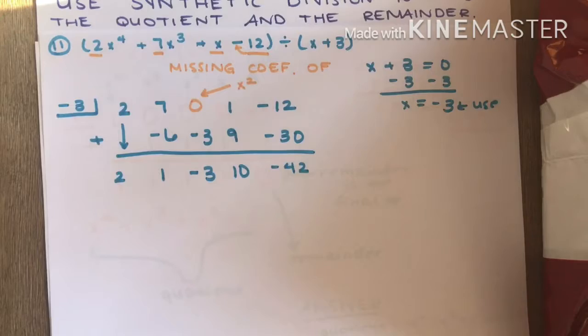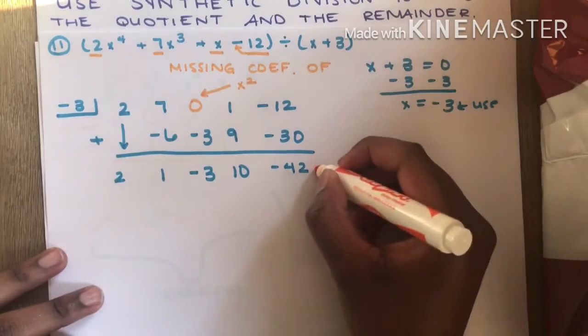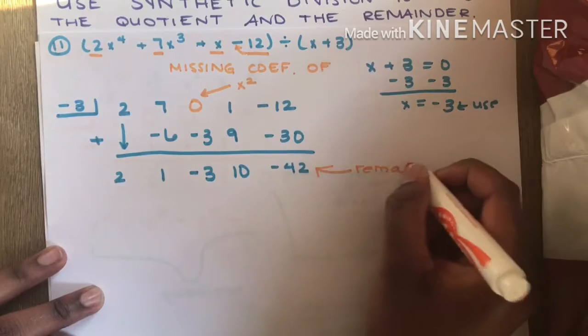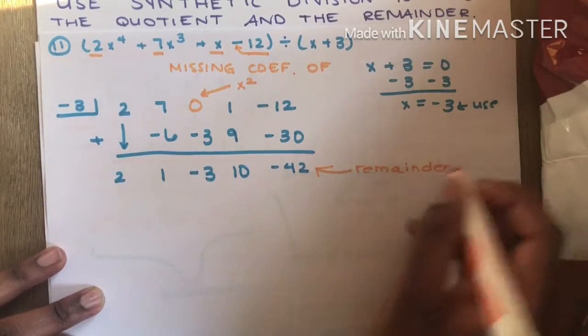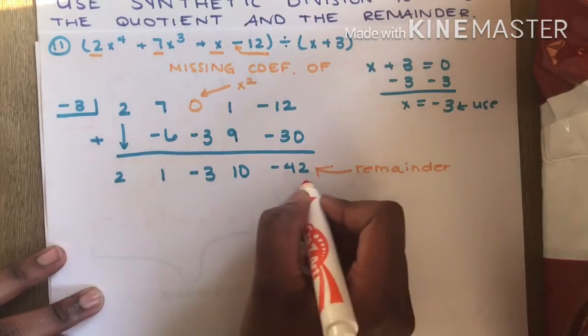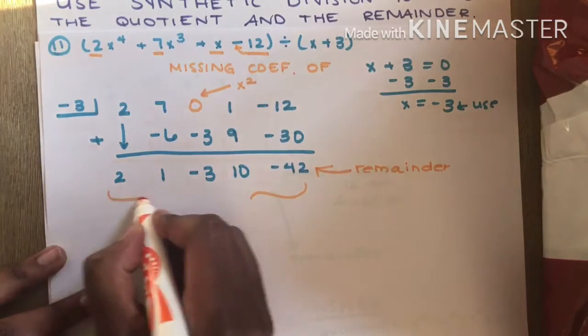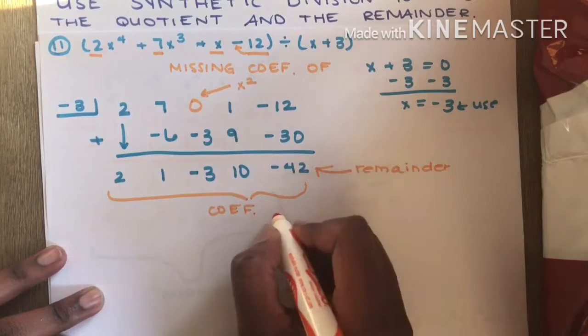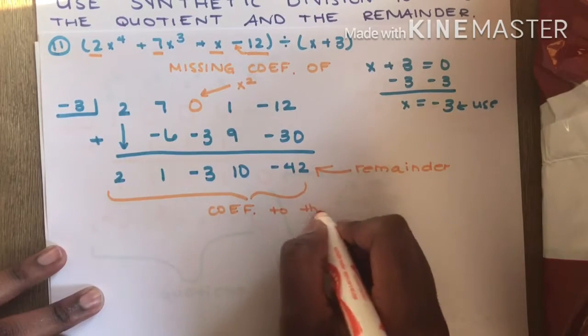So like I said before, the number in the last column is always going to represent the remainder. So that's one part of the answer that we have found. And the other numbers that we solved and found with synthetic division are going to represent the coefficients of the quotient.